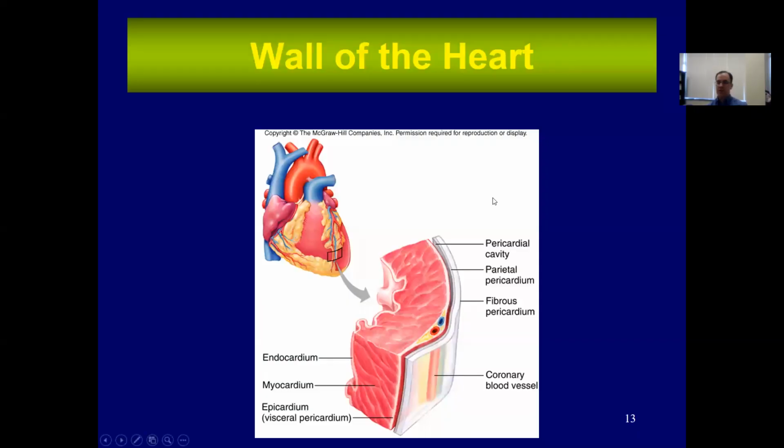All right, this next section of lesson one deals with some of the anatomy of the wall of the heart and also the coronary arteries, which are going to be very important as we talk about atherosclerosis in lesson number two. So first we talk about here the wall of the heart where you have the endocardium.